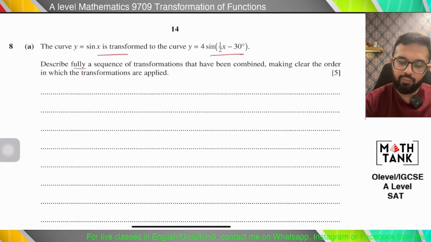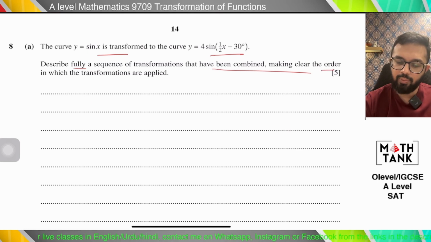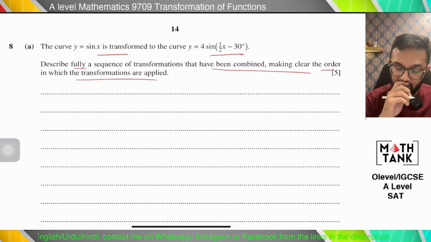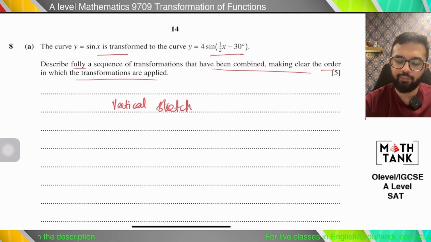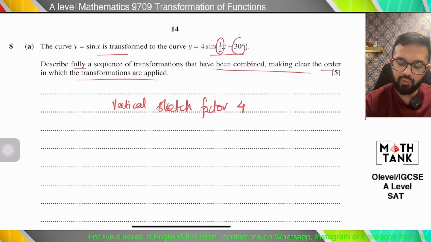Describe fully a set of transformations, making clear the order in which the transformations are applied. Now this is where it gets a little tricky. The simple idea is, when there's a vertical stretch factor 4, you could write that up first or write that at the end. That's your choice. For the x, there are two transformations, half and minus 30. You have to decide which one happens first.